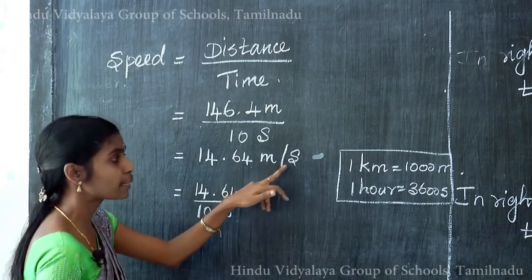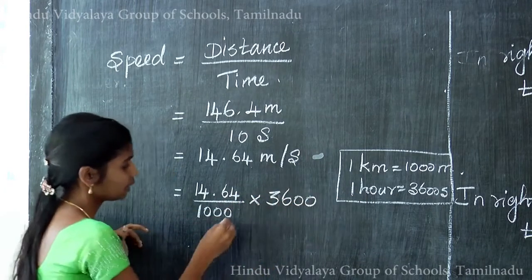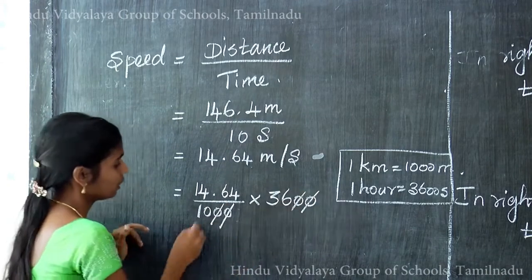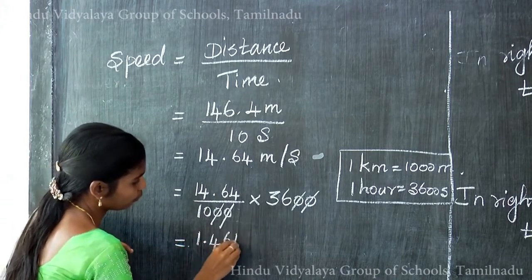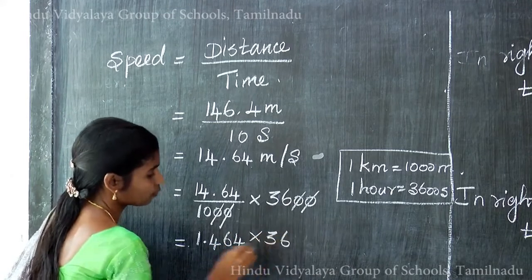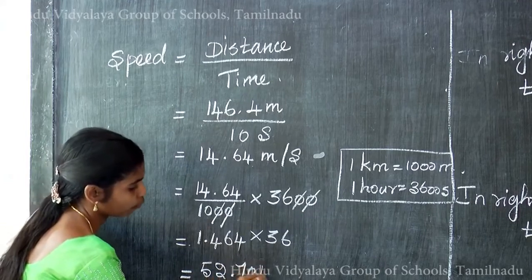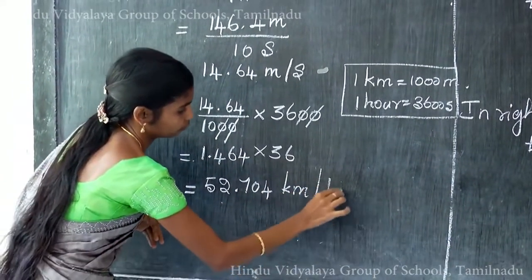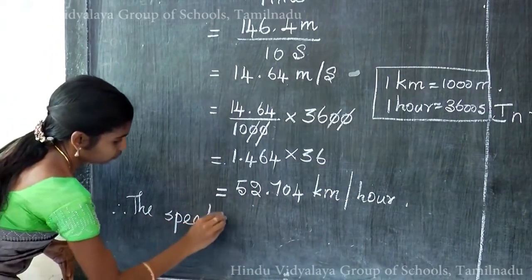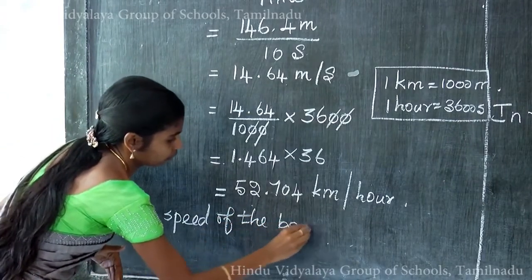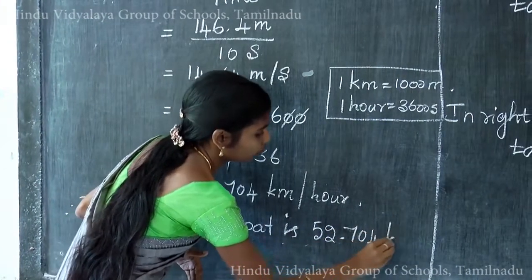Then we convert per second into per hour, so we multiply by 3600. Then the zeros get cancelled. If we divide 14.64 by 10, that is 1.464 into 36. If we multiply, it will give us the answer 52.704 kilometer per hour. Therefore, the speed of the boat is 52.704 kilometer per hour according to our question.